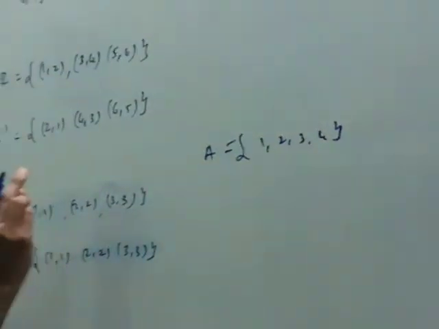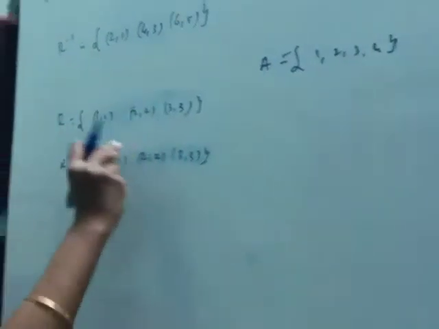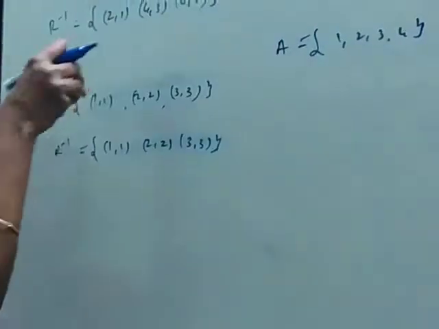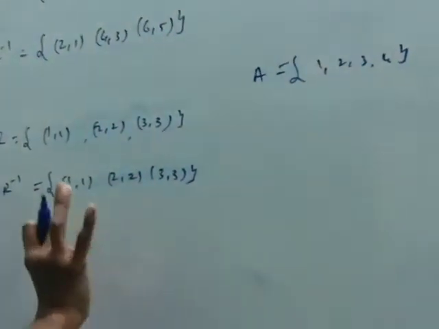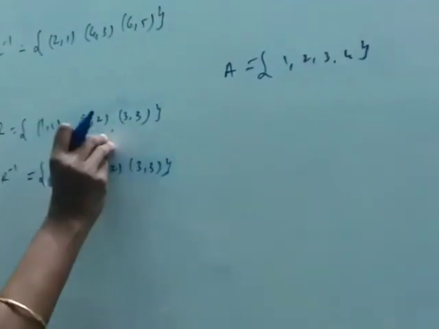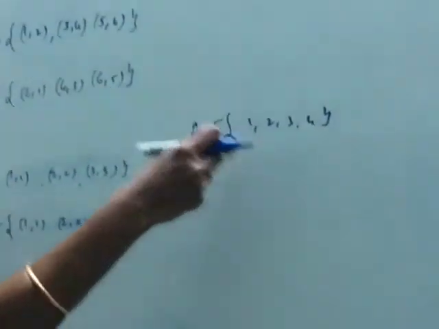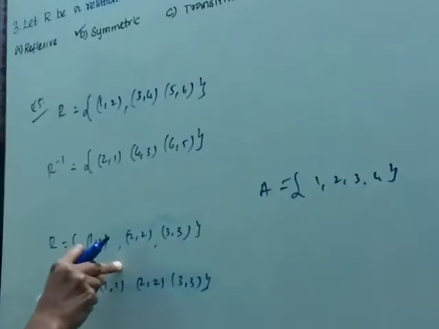Okay, understood. Why reflexive will not come: that will depend on that set A and what are all the elements we have defined in that relation. But whatever elements you define the relation with, it will surely be symmetric. But reflexive depends on that set and what are all the elements they are defining in that relation.